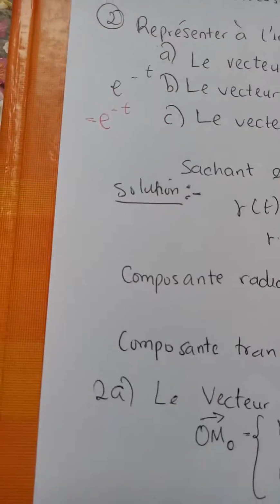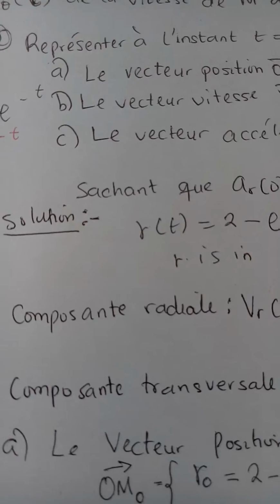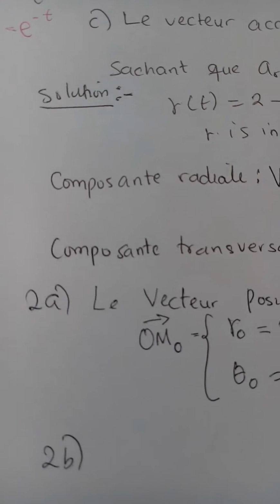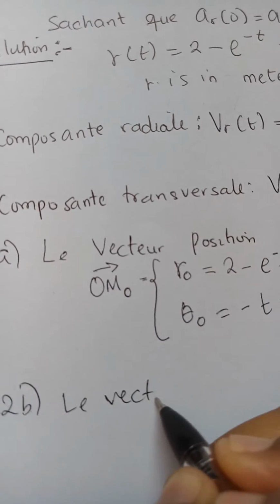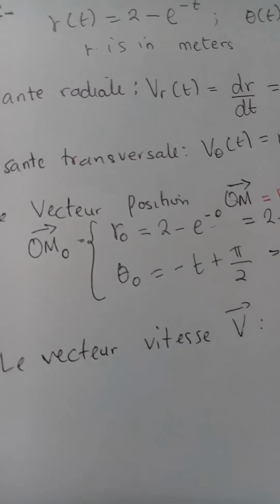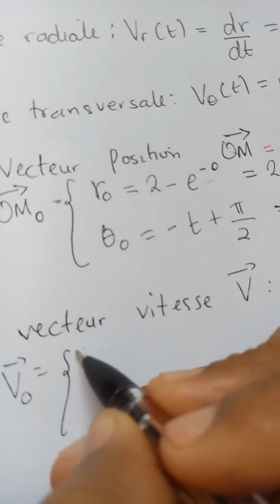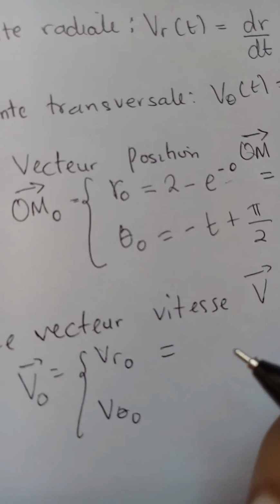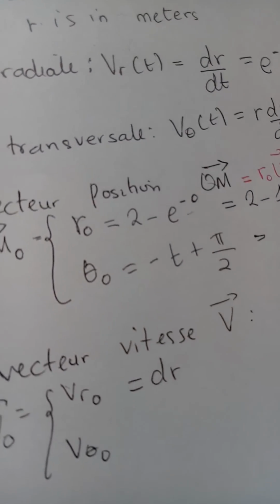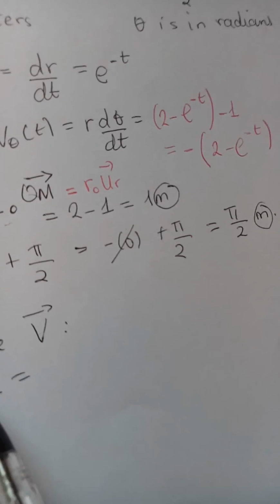Then what is the next thing we're asked to find? Part B asks us to find the velocity vector V, and that's at 0 seconds, so it's V0. We're dividing it into our two components: VR0 and V theta 0. For VR0, remember our definition of VR as a function of time. Normally it is dr over dt. Remember it's at 0, so what we're going to do is derive r at 0.